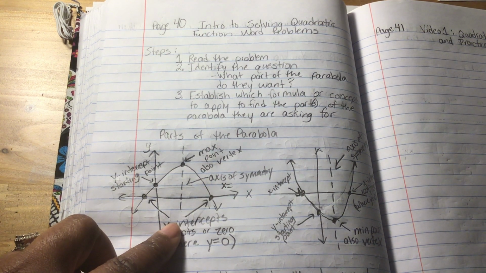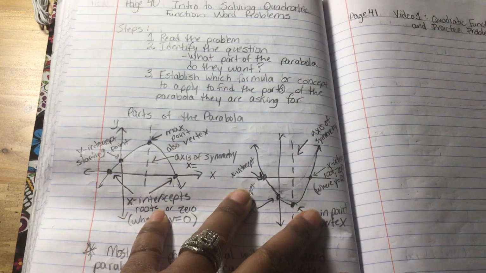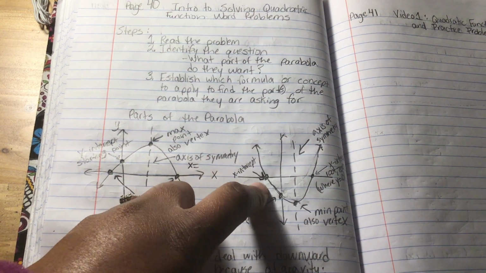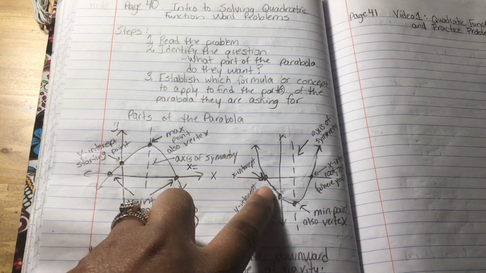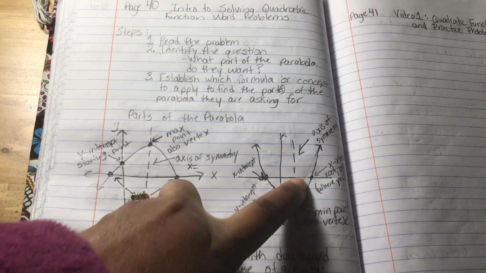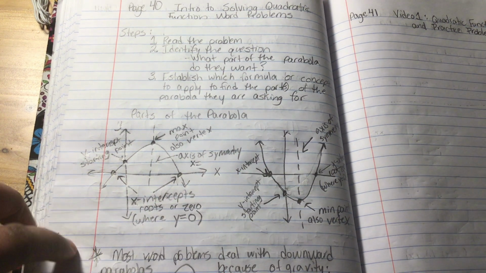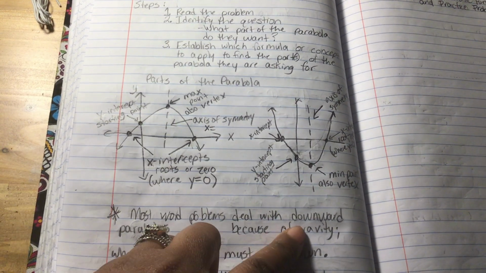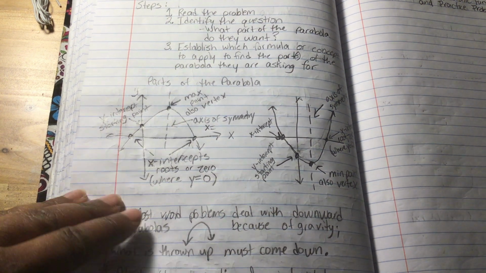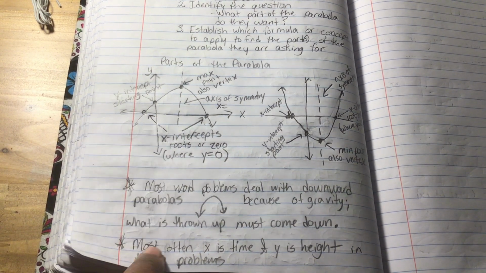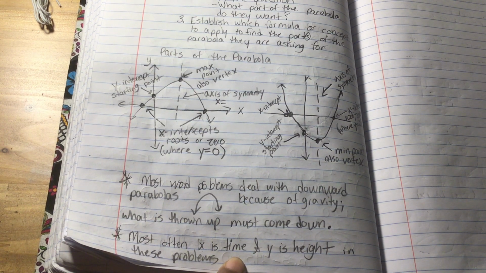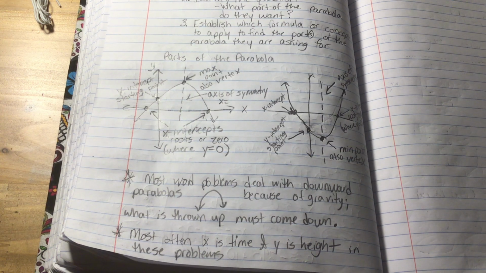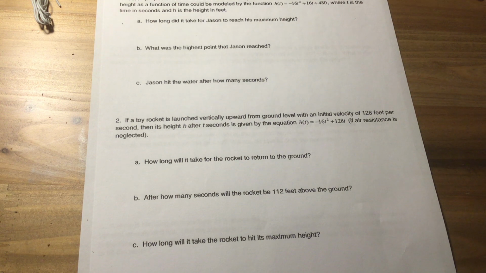All right, so let's look at this one. Same thing. Not often will you be using this for real life situations. There are not a lot of real life situations where the shape is an upward U. Most often you're going to use word problems dealing with the downward parabola. And again, most often your x is going to be time: seconds, years, days. And your y is going to be your height in most of these problems. So let's do some word problems knowing all of that.